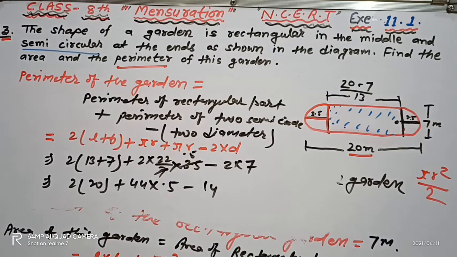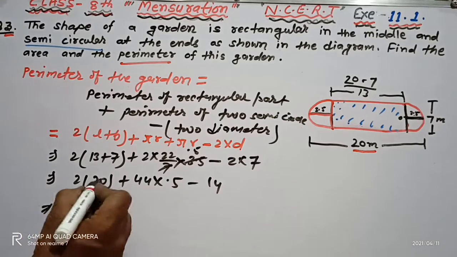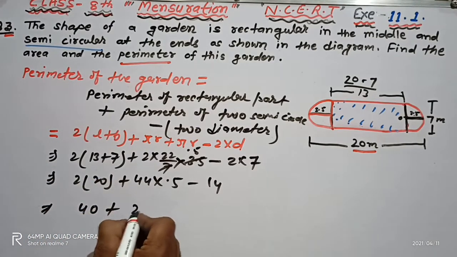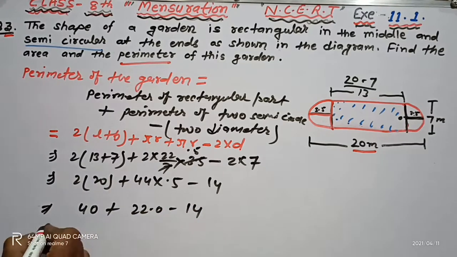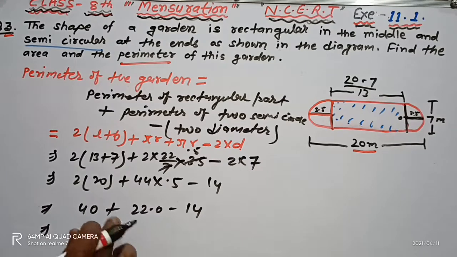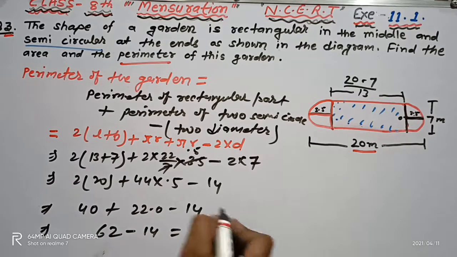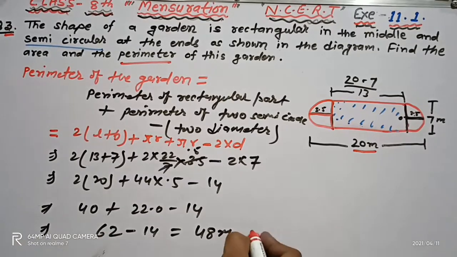We have to clear all this now. So what will be here now, 22 and plus here will be 22.0 minus 14. First of all you will add these two, and that will be 62, minus 14, altogether will be 48 meter. So the perimeter of this garden is 48 meters, which we have got as the answer.